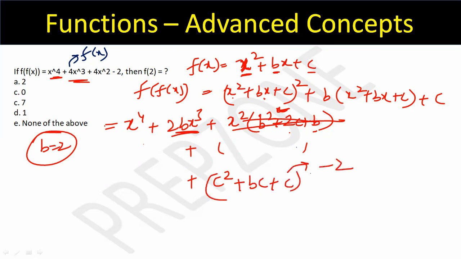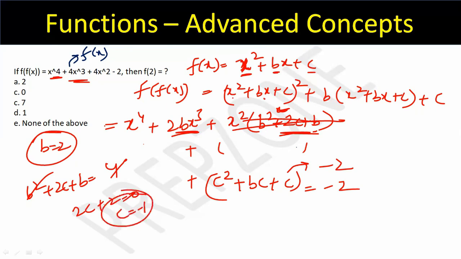So the value of b is 2. This is minus 2, right? So then you can solve it further. You will get two values of c. Either that, or if you don't want to solve the quadratic, then from this particular expression you can solve. b square plus 2c plus b should be equal to the coefficient of x square, that is 4. b is 2, so 4 gets cancelled. b is 2, so 2c plus 2 is equal to 0. So c is equal to minus 1. We got c as minus 1. Okay? And what is the value of b? We got 2. So this is x square plus 2x minus 1, which is your f(x).